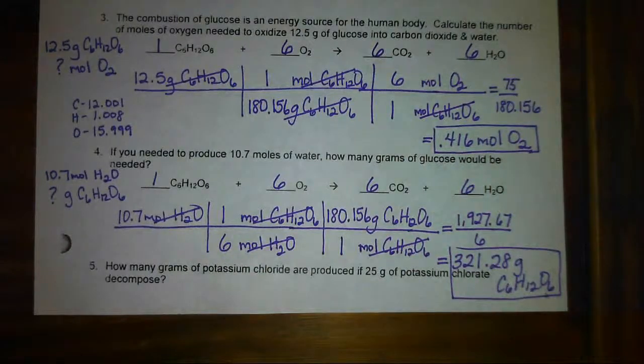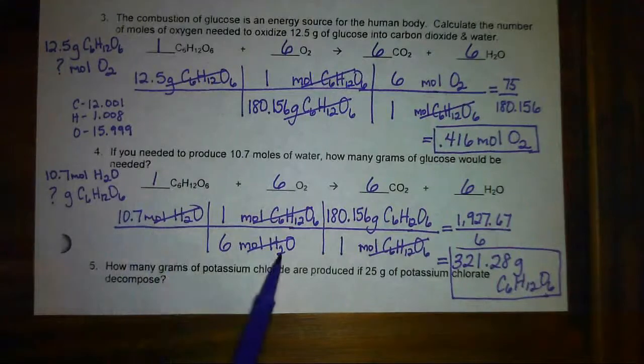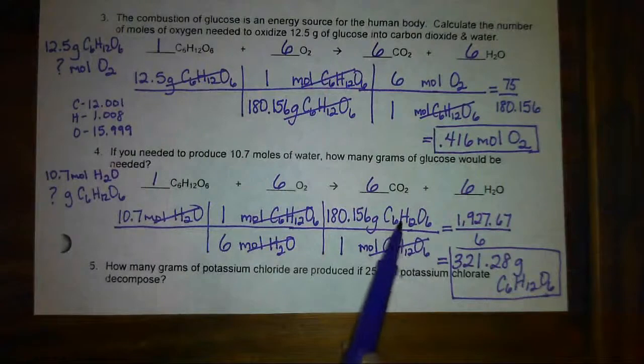So once again, I was given moles of a product. I wanted to figure out how many grams of the reactant I needed. I went from moles of one substance to moles of another. I went from moles of that substance to grams of that substance to finally get the grams of glucose that I need to produce 10.7 moles of water.